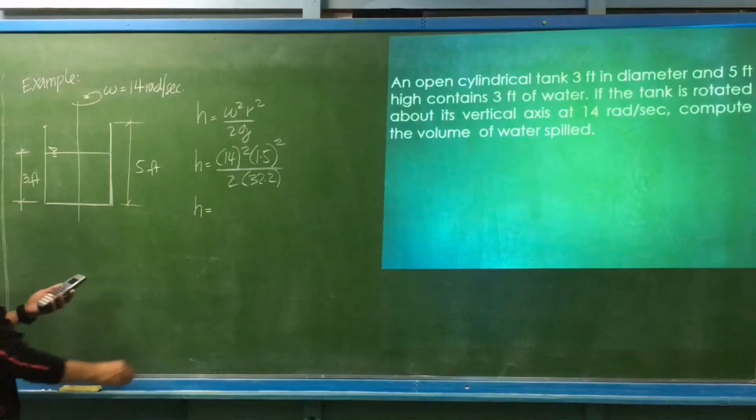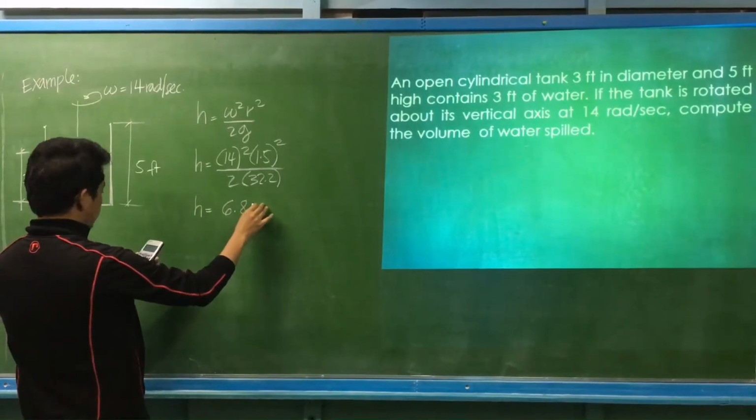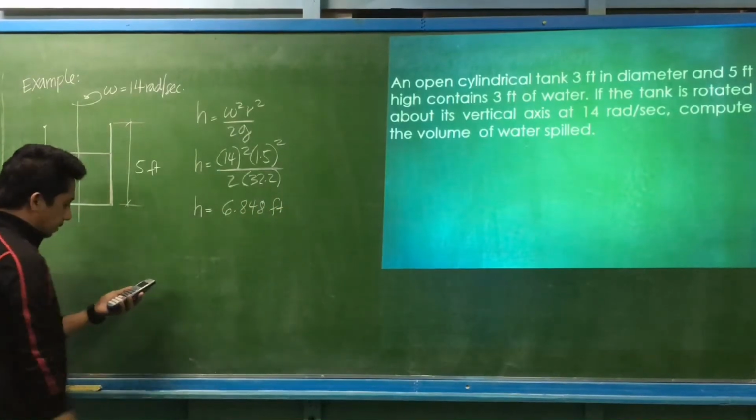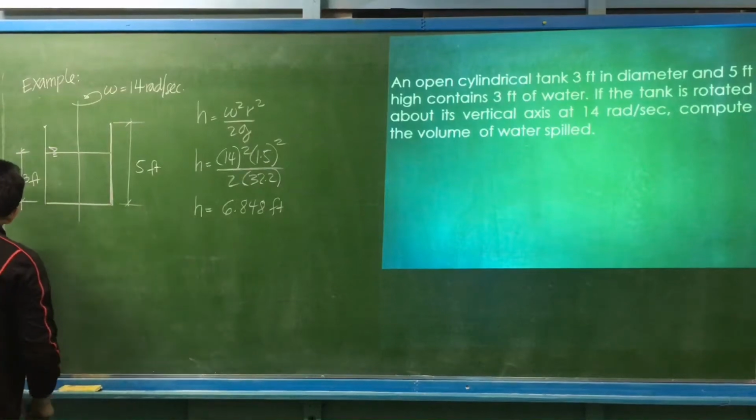so the resulting height will be equal to 6.848 feet. Alright, so I'll be using two decimal places for this example. We have 6.848 feet. Alright, so how do we determine the volume spilled?